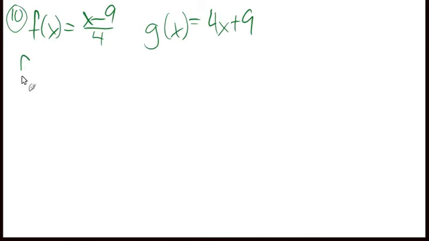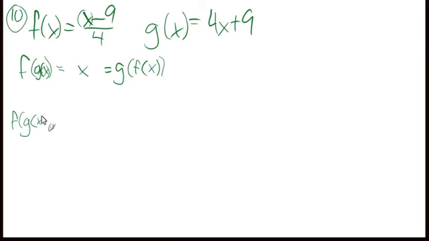So remember, to prove that two functions are inverses of each other, you need to find f of g of x and g of f of x. You need to do both of these, and they both need to equal x. So first let's find f of g of x. I'm going to take g and put it right in there for x.